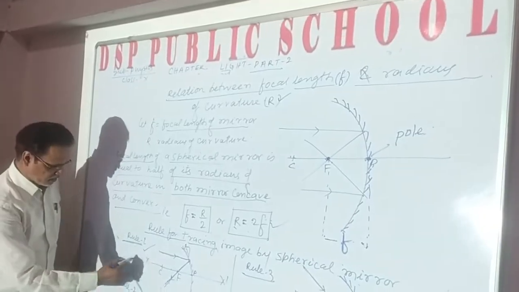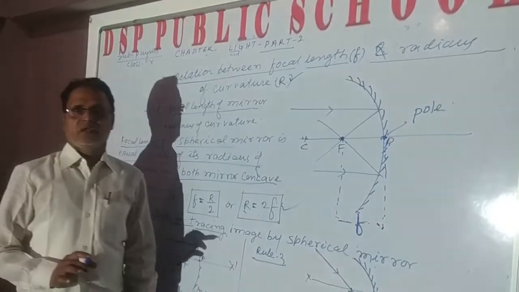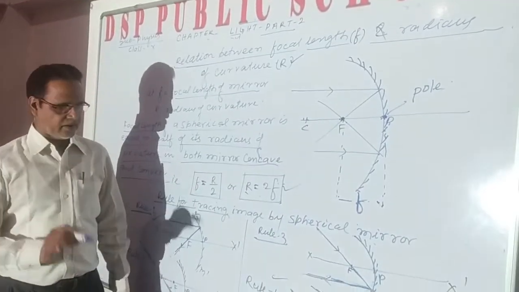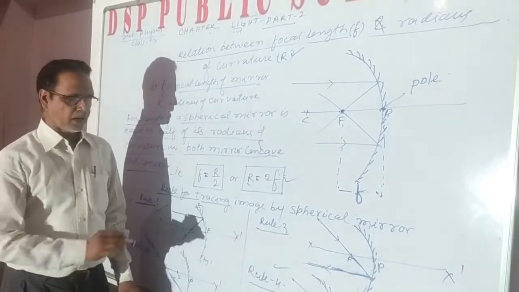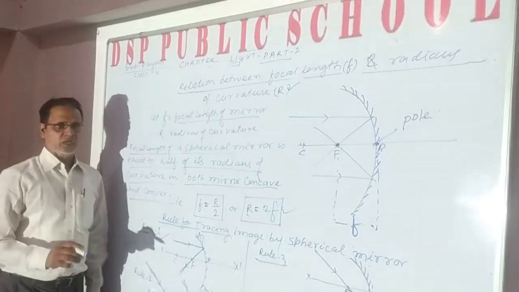Understanding? In this way, we have to read about the image formed by concave mirror. In the next class, we shall read about the image formation by concave mirror and convex mirror. Okay, that's all. Thank you.